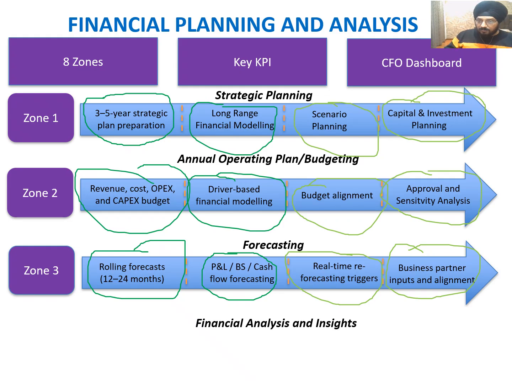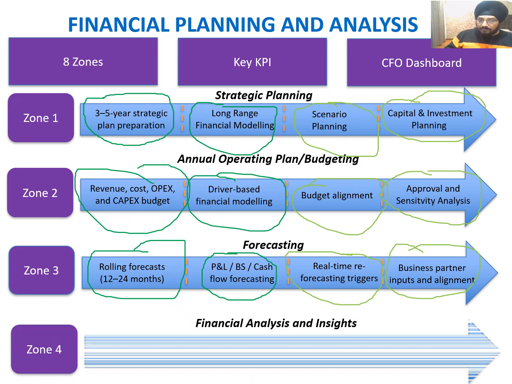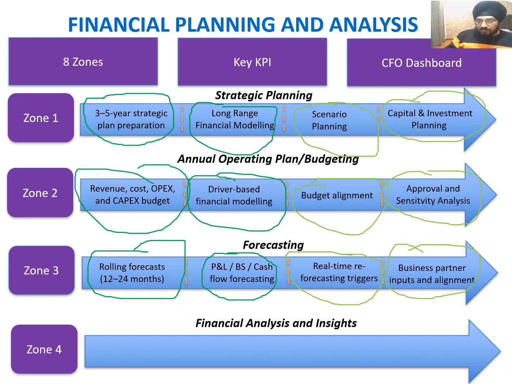Let's move to the fourth process then: financial analysis and insights. Since we have now done something which requires some sort of evaluation of whether our activities are correct or not, we have to do continuous analysis of the revenue, just to make sure that our forecast revenue and our budgeted revenue are in line. If there is a variation, then we have to correct our forecast to make sure that we are running smoothly.